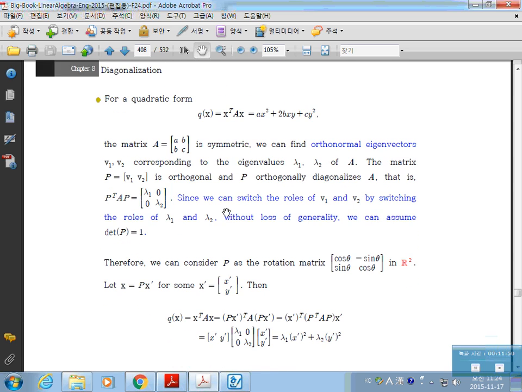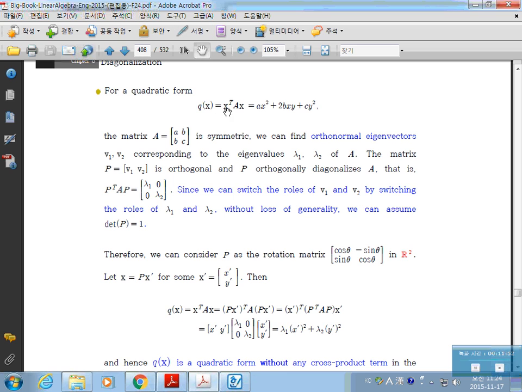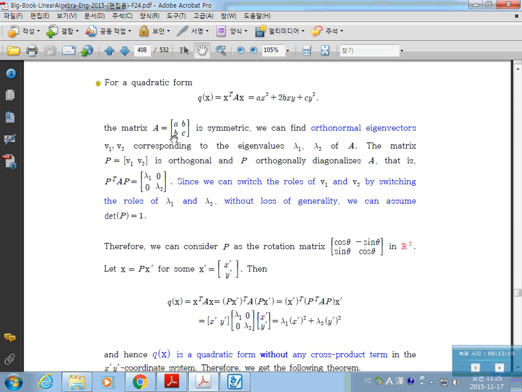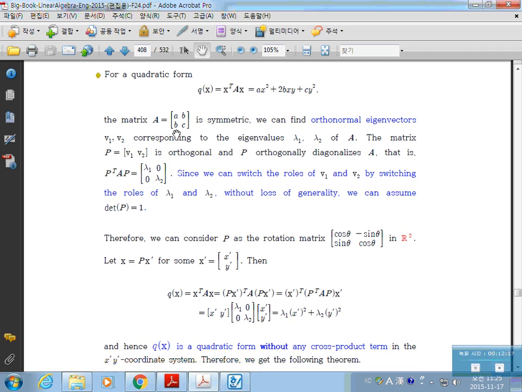Okay? For a quadratic form like this, Q of X is equal to X transpose AX, where this matrix is symmetric. If you write it as a 2B, as you see here, if you have an odd number here, all you have to do is multiply by 2 to make it a new constant and divide by 2 to have this form. Then you will always have a symmetric matrix A like this.